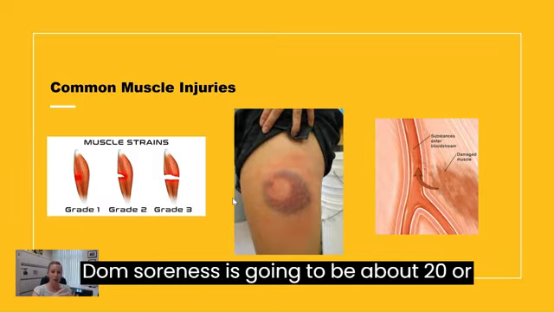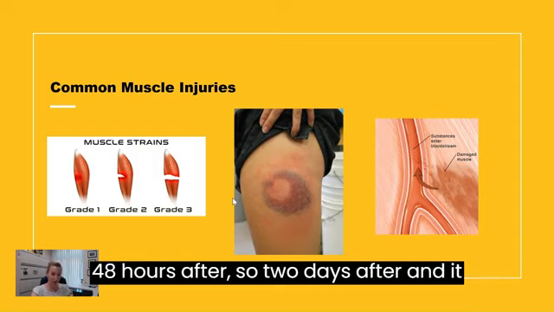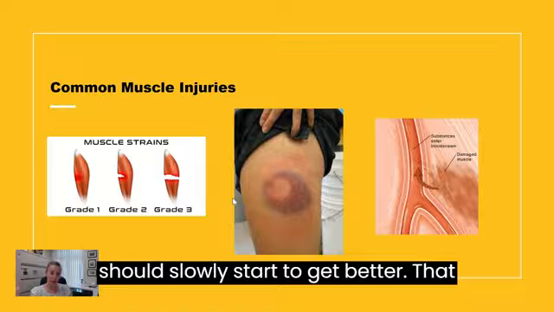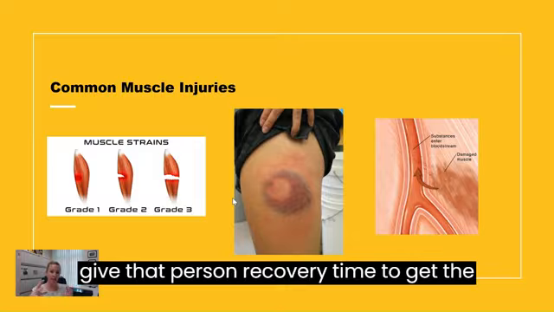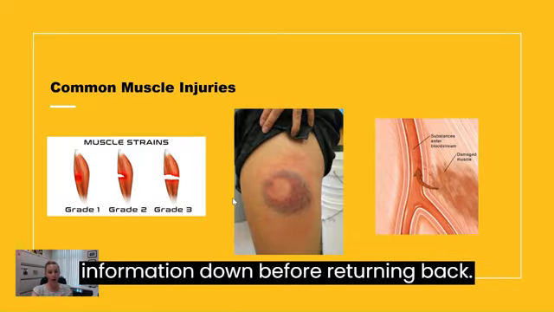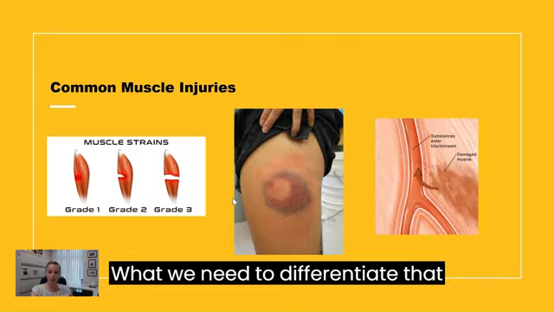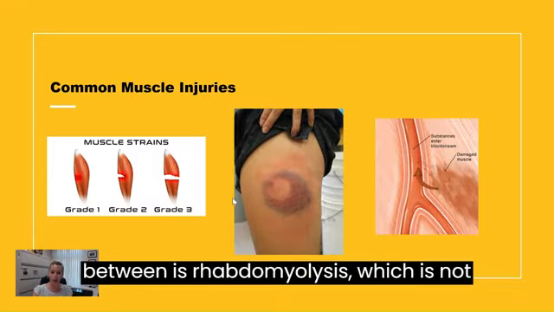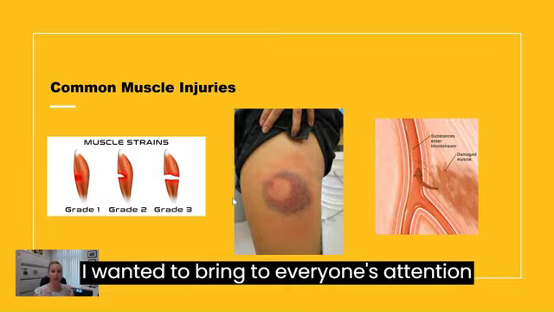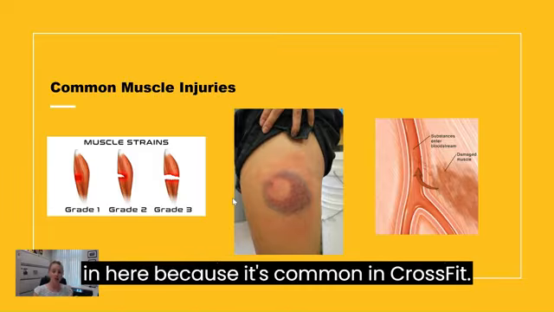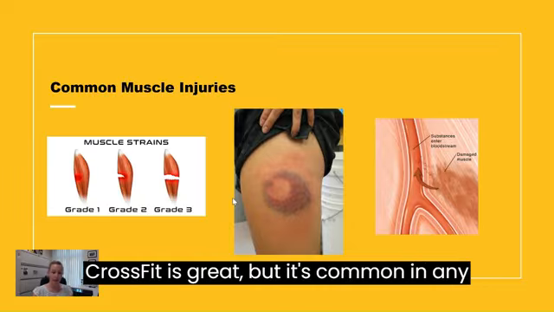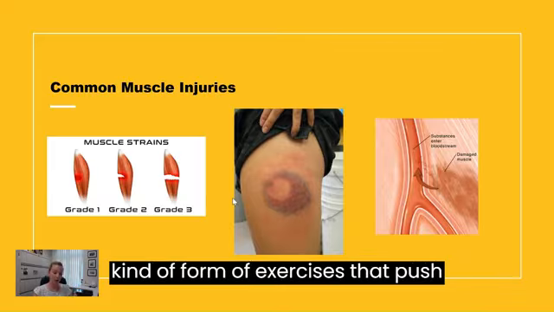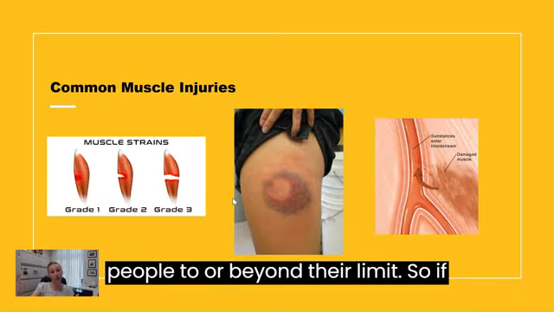The peak DOMS soreness is going to be about 24 to 48 hours after, so 2 days after, and it should slowly start to get better. That is normal and expected, but we should give that person recovery time to get the inflammation down before returning back. What we need to differentiate that from is rhabdomyolysis, which is not mentioned in the textbook, but something I wanted to bring to everyone's attention because it's common in CrossFit, or I shouldn't just sell out CrossFit. CrossFit is great, but it's common in any form of exercise that pushes people to or beyond their limit.